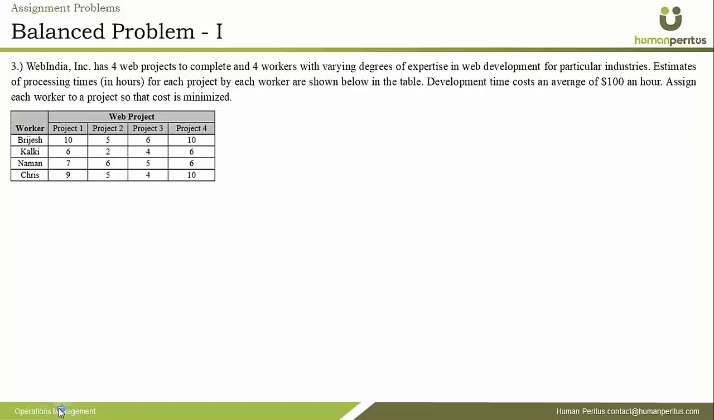So, the question says that Web India has 4 web projects to complete and 4 workers with varying degrees of expertise in web development for particular industries. The estimated processing time for each project by each worker is shown in the table. Development time costs an average of $100 an hour. Assign each worker to a project so that cost is minimized.